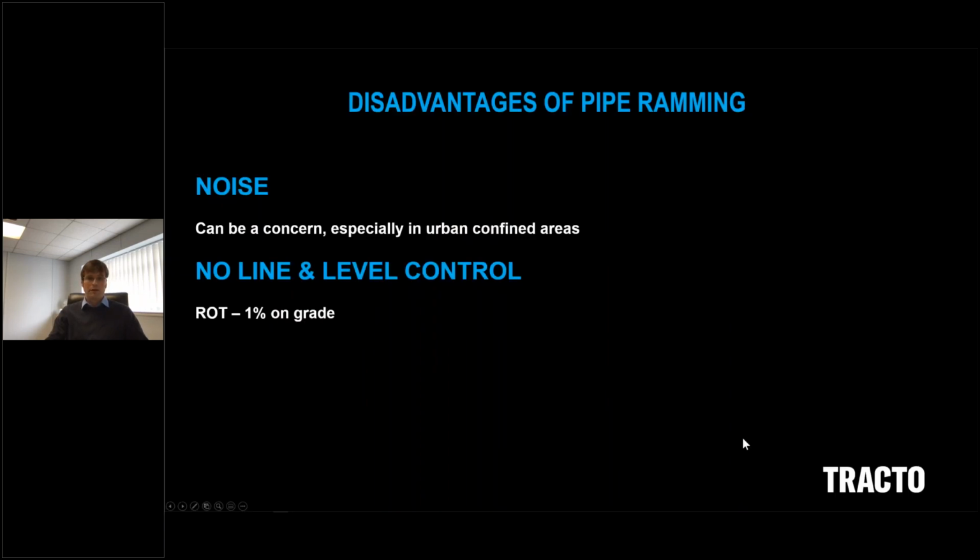But we've got to be fair and open. There are some disadvantages to pipe ramming. It is very noisy, so especially in inner city or urban areas, it might not be socially acceptable. And it is a non-steer pipe installation process. So whilst it is very accurate, we generally see no more than 1% of deviation, provided that you've leveled it correctly. It remains non-steer.